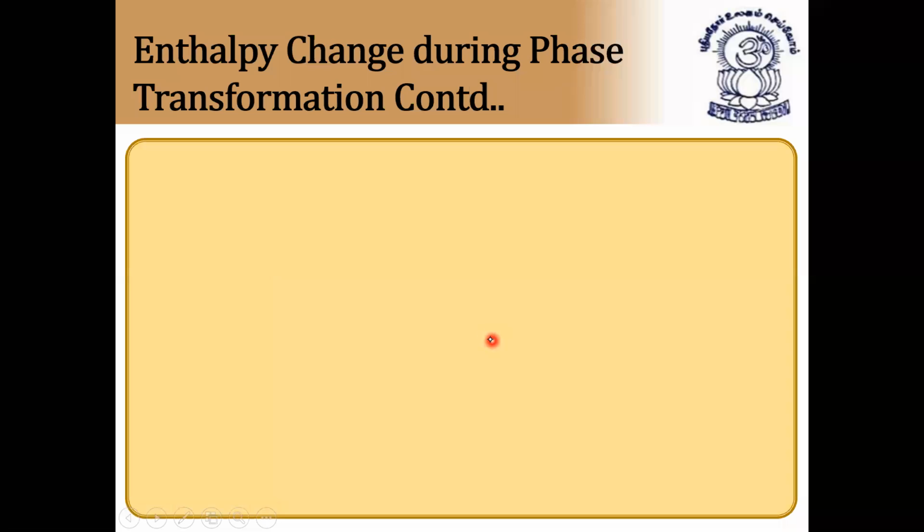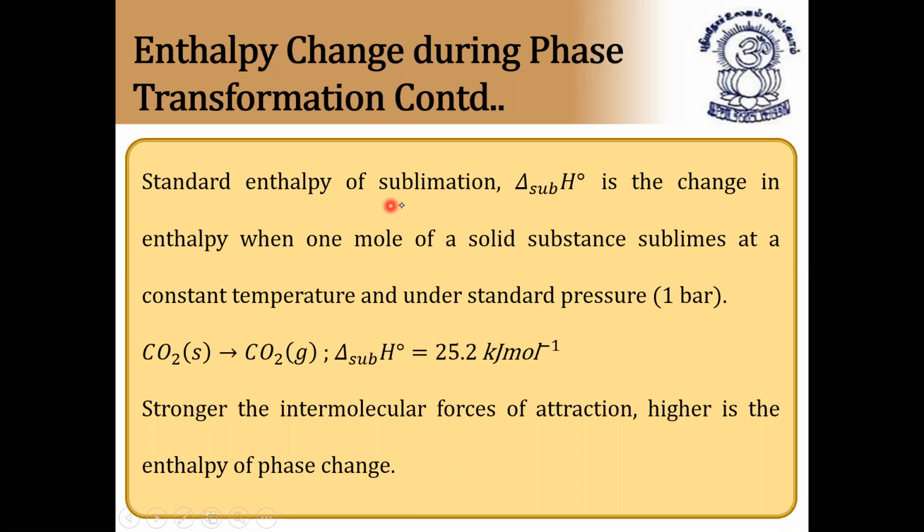Next, the standard enthalpy of sublimation, that is from solid directly to gas, is the change in enthalpy when 1 mole of a solid substance sublimes at a constant temperature, that is 298 kelvins, under standard pressure, that is 1 bar. So delta H degree of sublimation, the standard enthalpy of sublimation, is equal to 25.2 kilojoules per mole. The stronger the intermolecular force of attraction, the higher is the enthalpy of phase change. So if the intermolecular force of attraction is more, automatically the enthalpy of phase change is also higher. I hope it is clear.